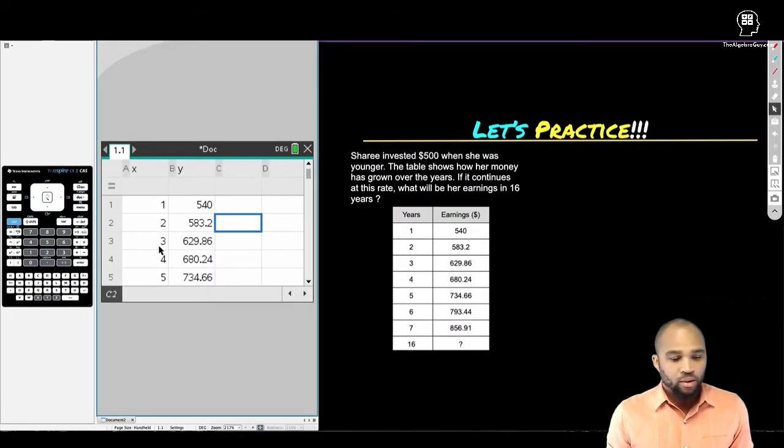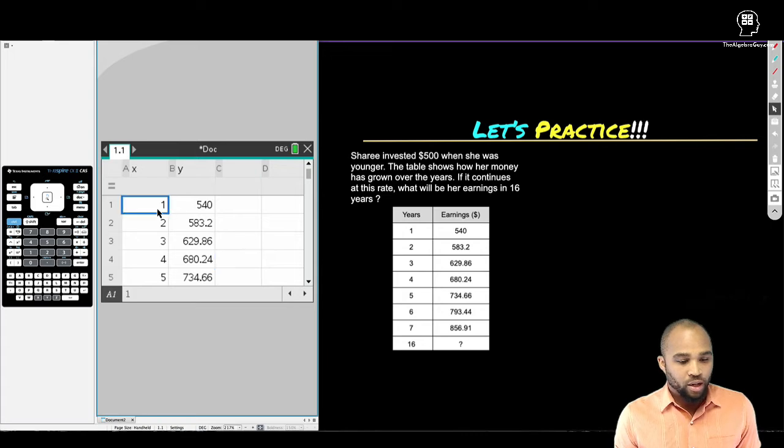I got all my numbers put in, and I always like to double check, because the calculator is going to do all the work. I just need to make sure I'm putting my numbers in right. So I got my 1, 2, 3 all the way through 7, and it looks like they're corresponding correctly. 3 with this, 4 with this one.